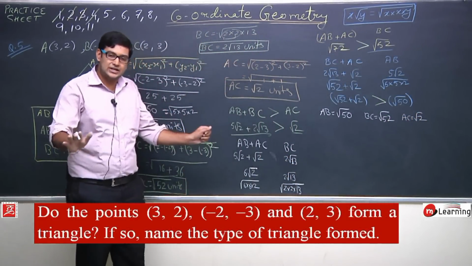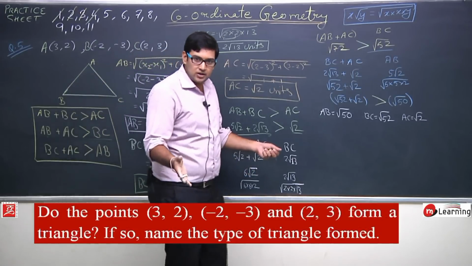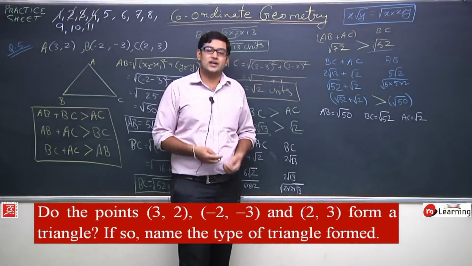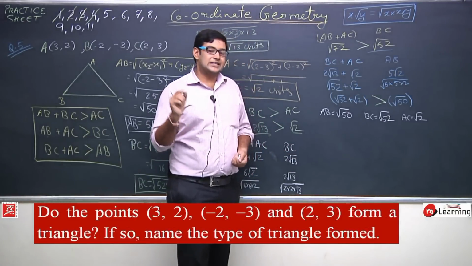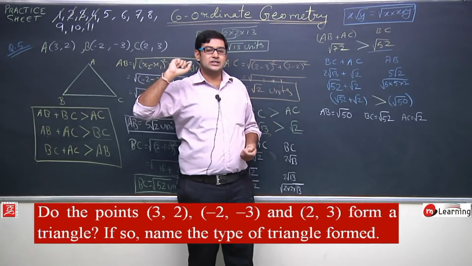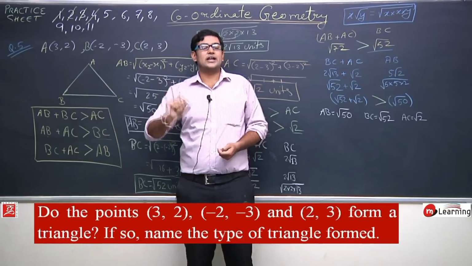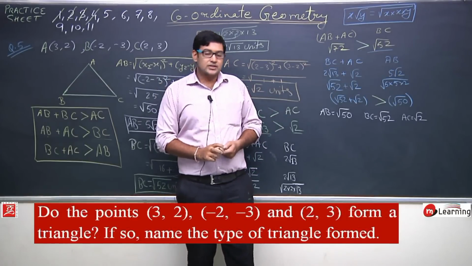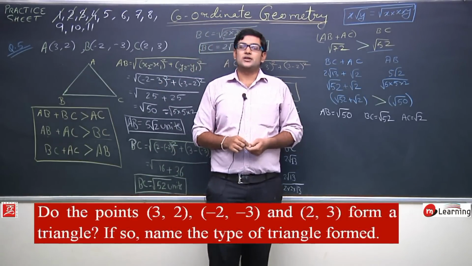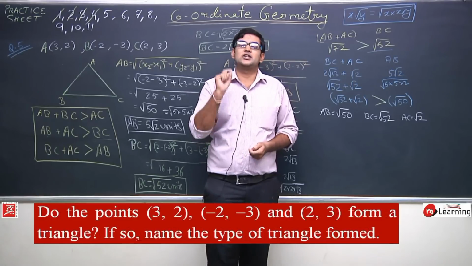So all the 3 sides of this triangle are unequal. So it means this triangle is basically a scalene triangle. Okay, so I will say that yes, the triangle formed by these 3 points is a scalene triangle. But there is one more condition for a triangle. We can also check one more thing, and that is the Pythagoras theorem.